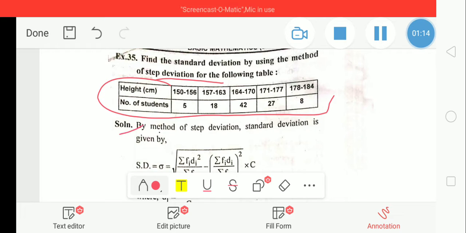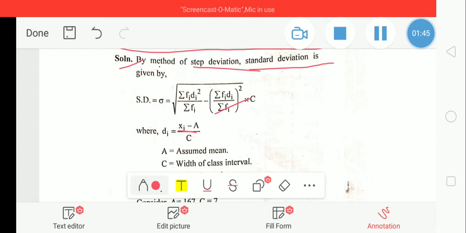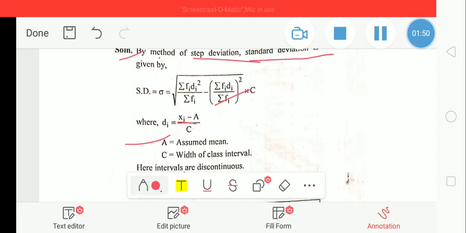Now by the method of step deviation, standard deviation is given by: we know that standard deviation sigma is equal to the under root of summation of fi di square divided by summation of fi, minus summation of fi di divided by summation of fi, whole square, multiplied by c. That is the step deviation formula. Here di is equal to xi minus A divided by c, where A is the assumed mean and c is the width of the class interval, meaning its difference.